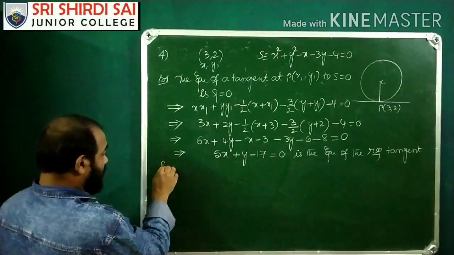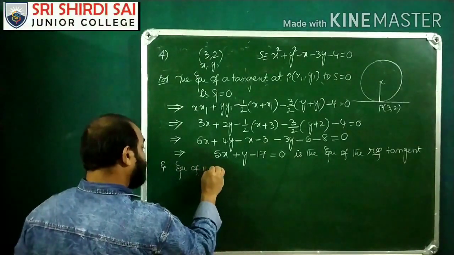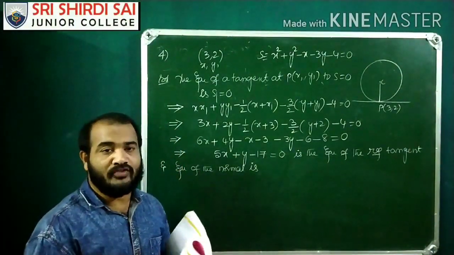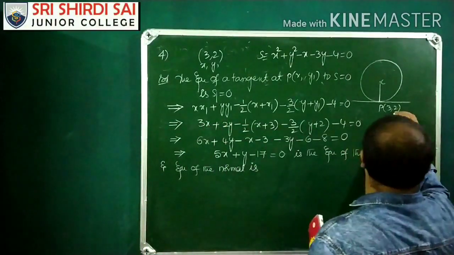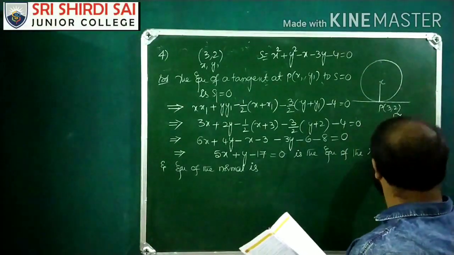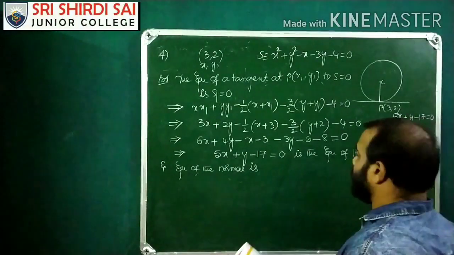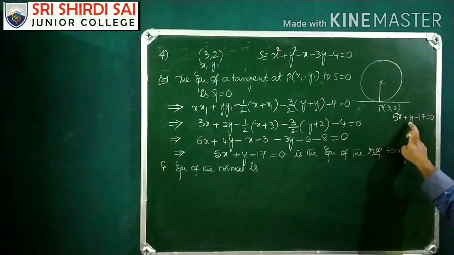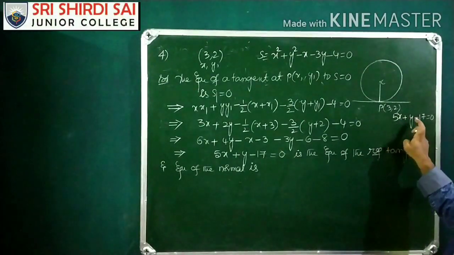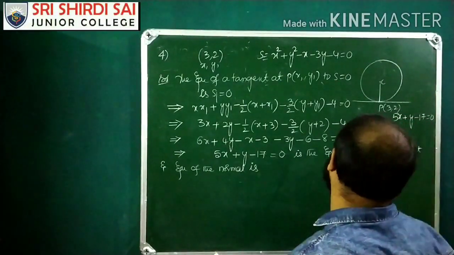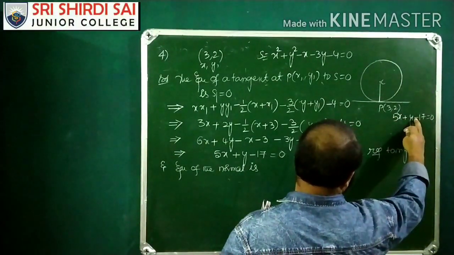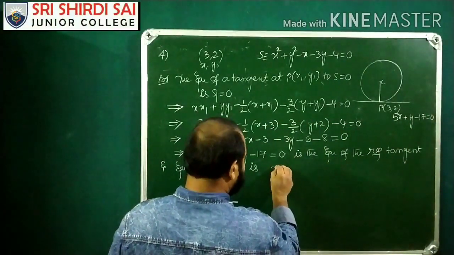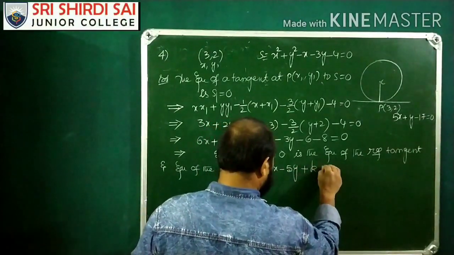And the equation of the normal. We can find out the equation of the normal in two forms. So this is 5x plus y minus 17 equals 0. This is the tangent, this is the normal. The perpendicular of ax plus by plus c equals 0 is bx minus ay plus k equals 0. That means the coefficients are interchanged. So the coefficient of x, 5, is connected to y, and the coefficient of y, 1, is connected to x, and in between plus there is minus. So that means x minus 5y plus k equals 0.